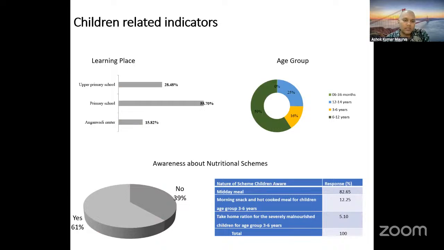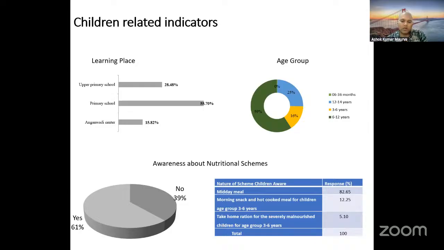Now, let's talk about where children are studying. More than 55% of children are learning at the primary level, followed by the upper primary, which stood around 29%. And if you talk about their age criteria, around 60% of children fall between 6 to 12, and another big bracket, around 25%, is between 12 to 14. My study also focuses on children who are primarily getting the benefit of this scheme. So it's representing the same thing.